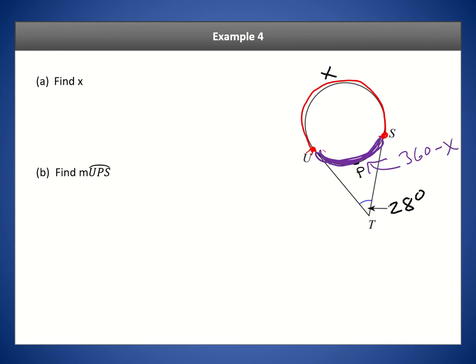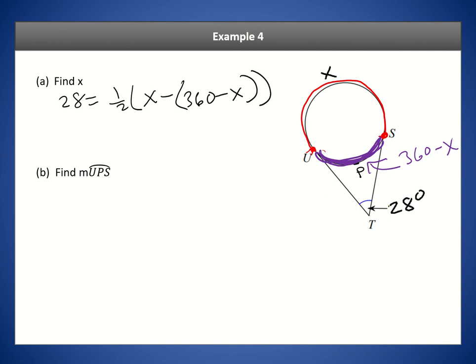So now we can apply the formula here. The formula was that the angle on the outside has to equal half the difference of those two arcs. Half the difference of x and the purple arc, which is 360 minus x.